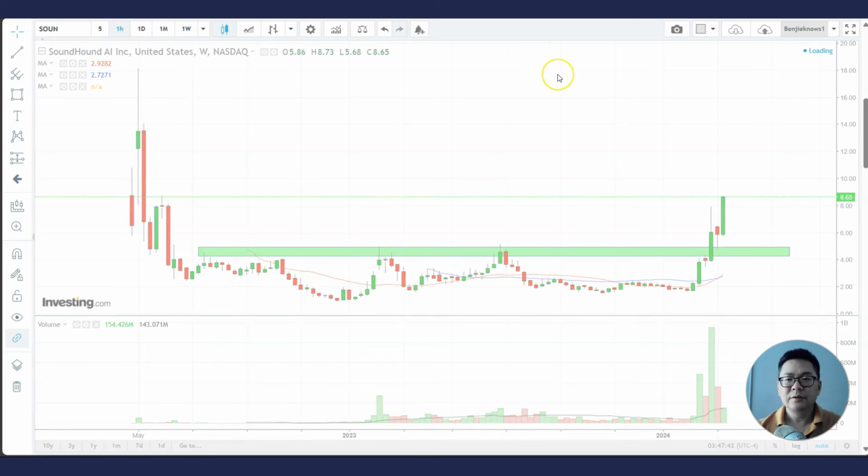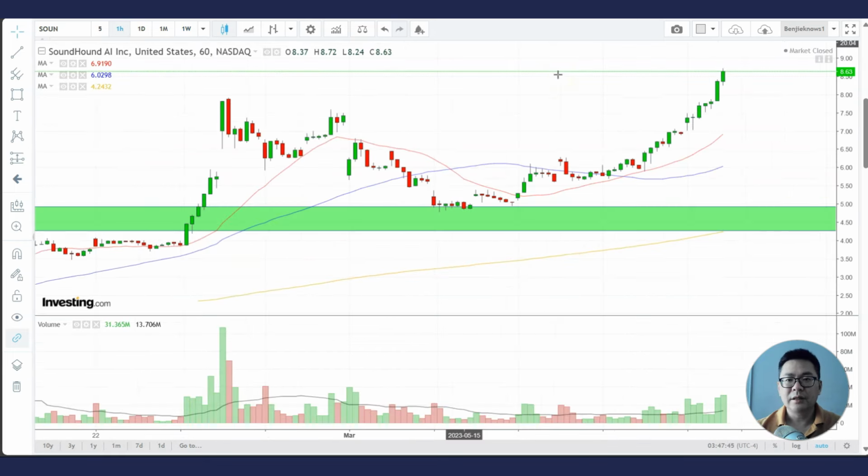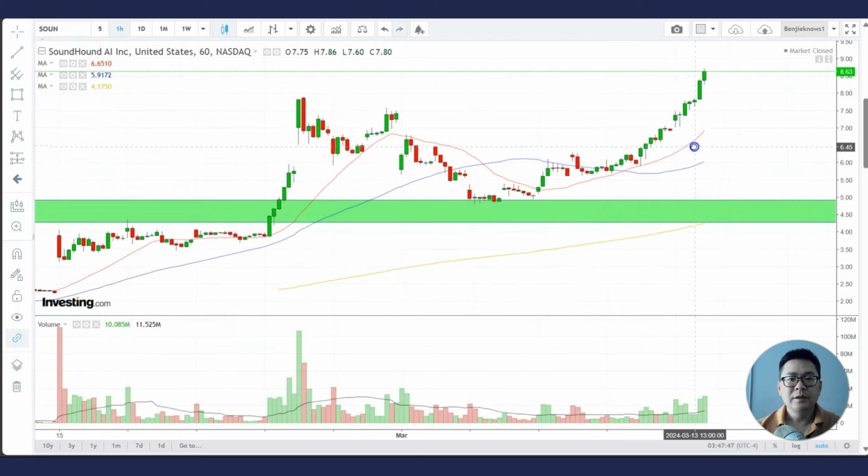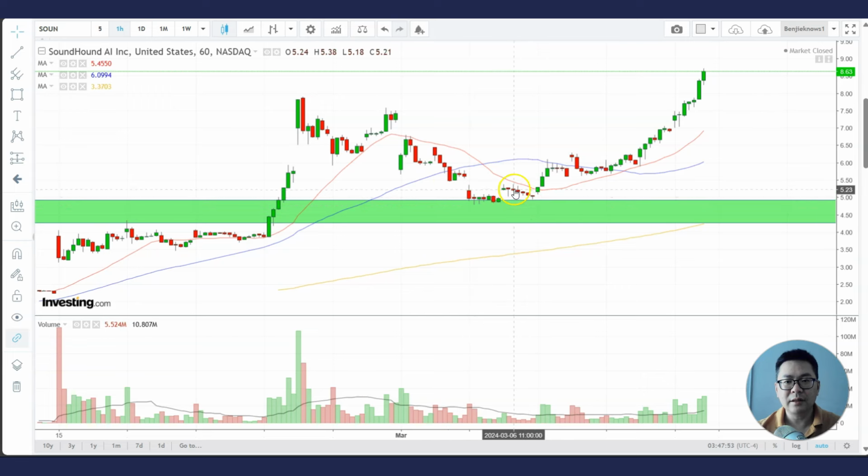Okay, so let's go to the very short term, the 60-minute chart. Okay, so we have this stock going up and then declining, met support here. It kind of made a double bottom, right? Traders can trade the double bottom. You could buy here, put a stop loss below the double bottom and ride it higher.